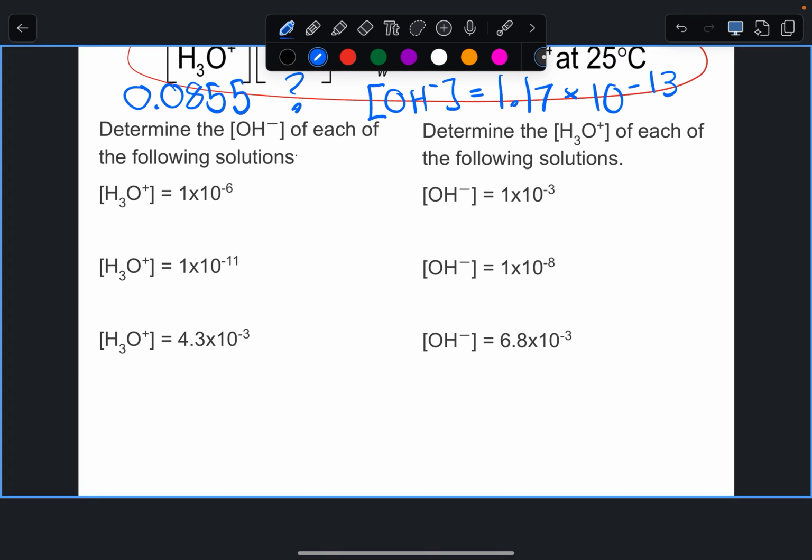I would say be careful, put parentheses, because to find the OH minus here, you're going to be doing 1 times 10 to the negative 14th divided by 4.3 times 10 to the negative 3rd. Just be careful, unless you know you don't need them because you're using a special exponent key, be sure to put parentheses around that, or else you would be dividing by 4.3 and then multiplying by 10 to the negative 3rd instead of dividing by that whole quantity. Okay, so take just a couple minutes and solve out each of these for the other one.